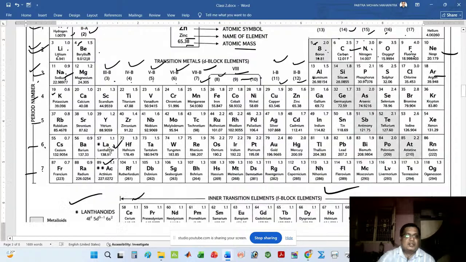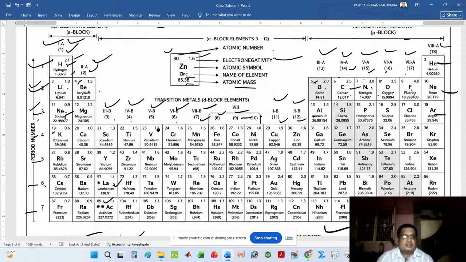The fourth period has 18 elements, starting from potassium to krypton. Potassium, calcium, scandium, titanium, vanadium, chromium, manganese, iron, cobalt, nickel, copper, zinc, gallium, germanium, arsenic, selenium, bromine, krypton.